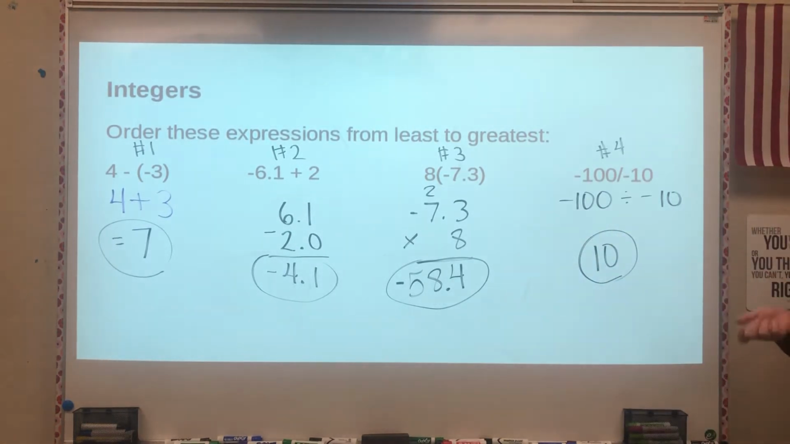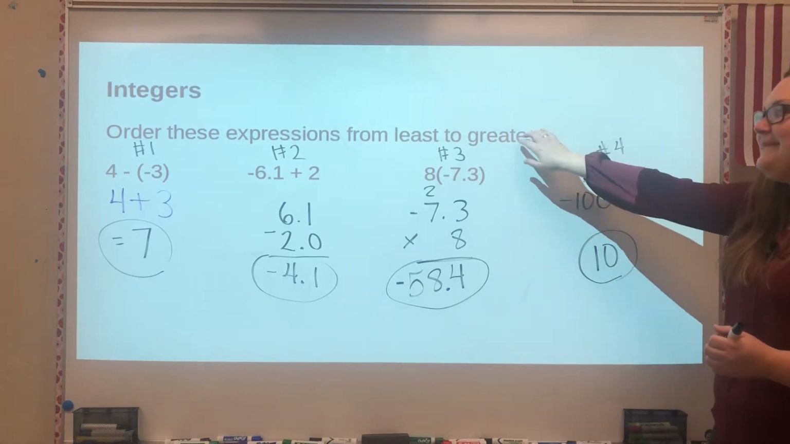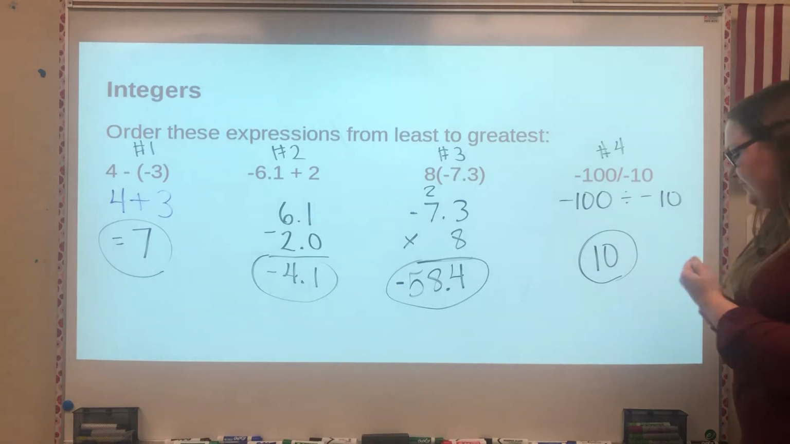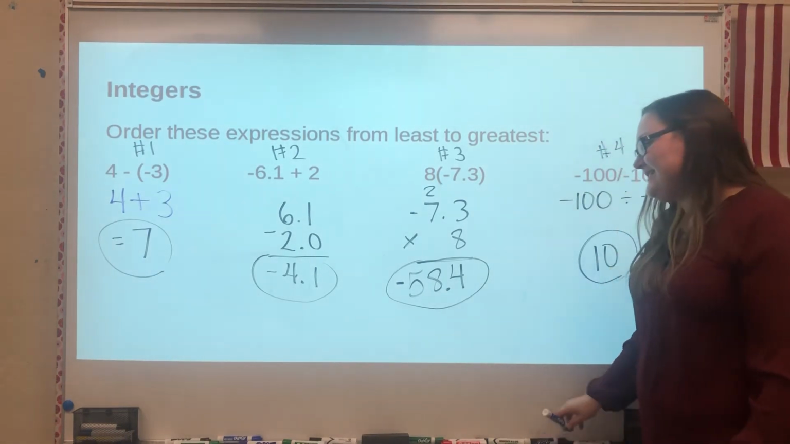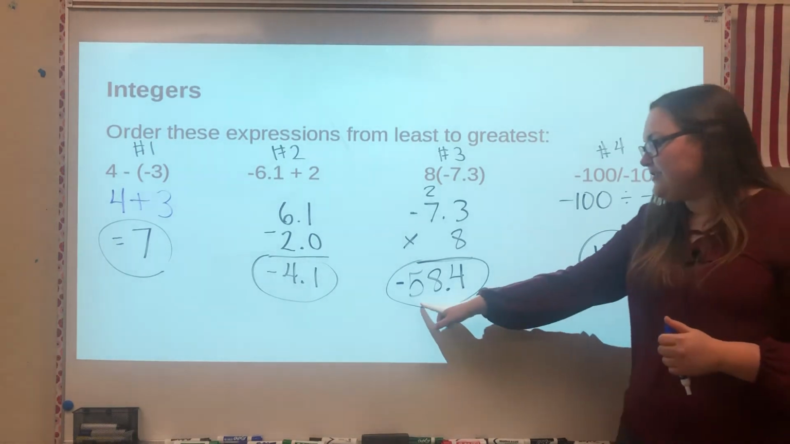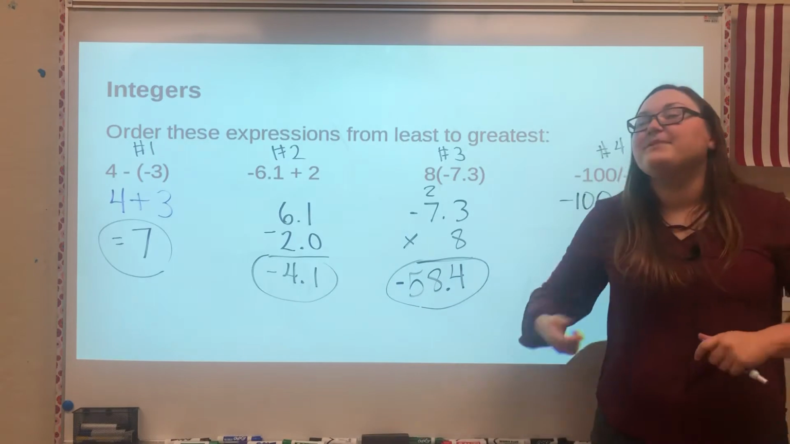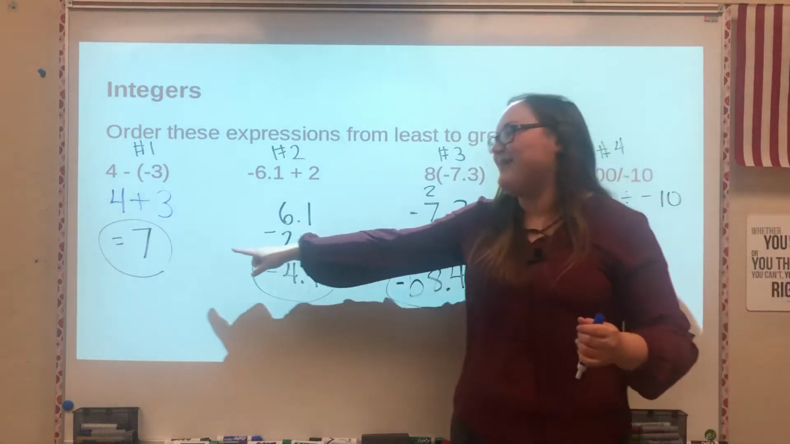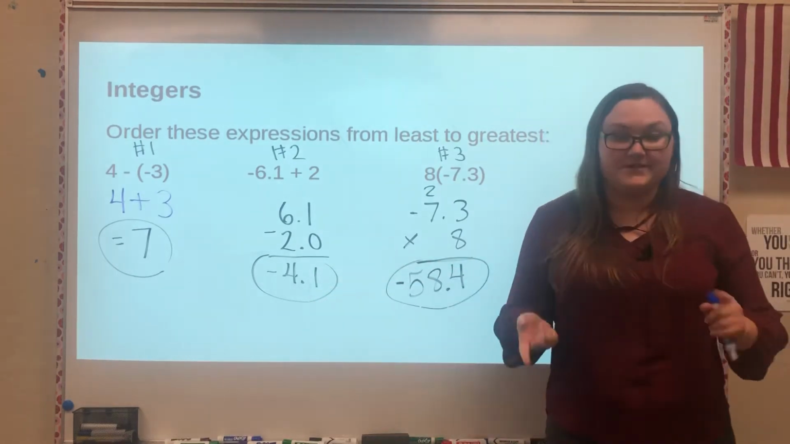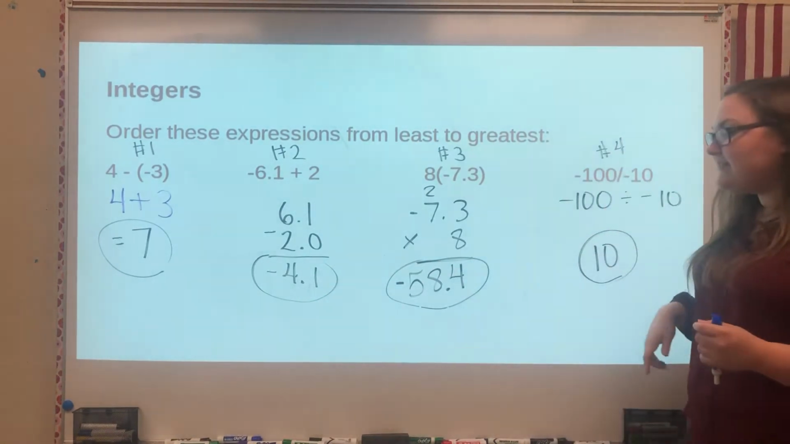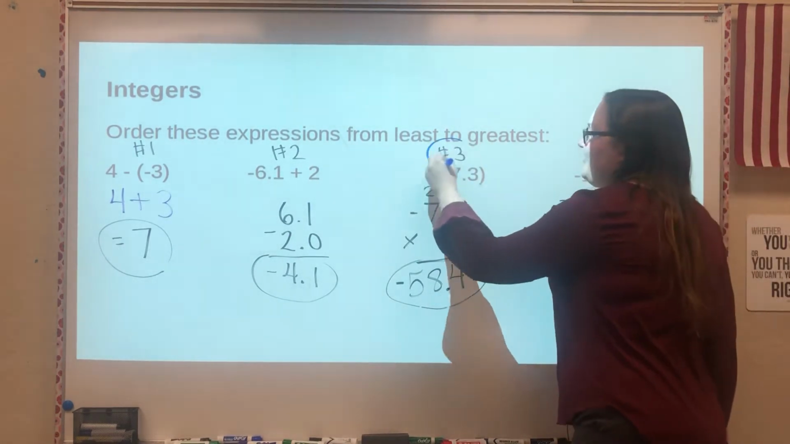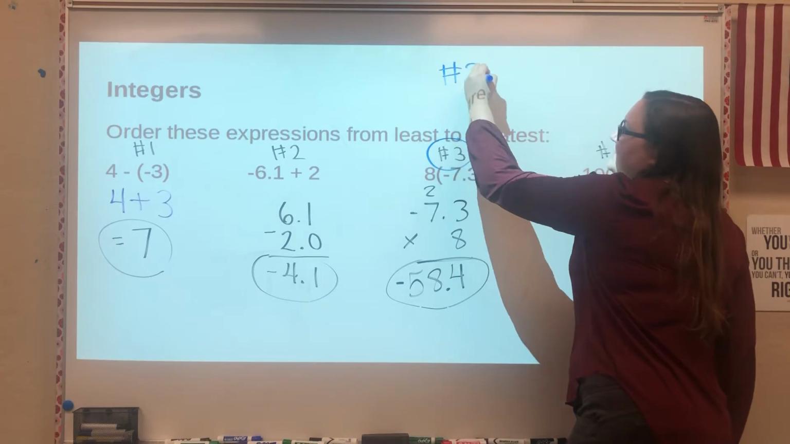Now that I've got all 4 answers, my last step is to order these from least to greatest. So looking through these, which is the smallest? Well, right away, I see there's 2 negative numbers. Negative numbers are always, always, always smaller than positive numbers. So these 2 numbers here should be our first and our second one. Now the smallest number is negative 58.4. This one right here would come first.